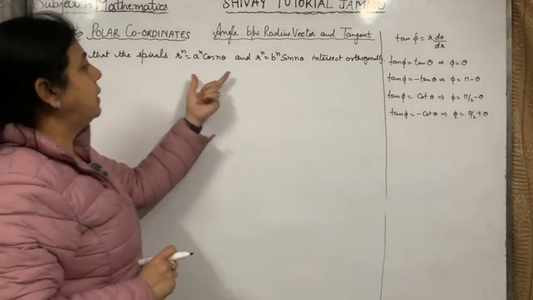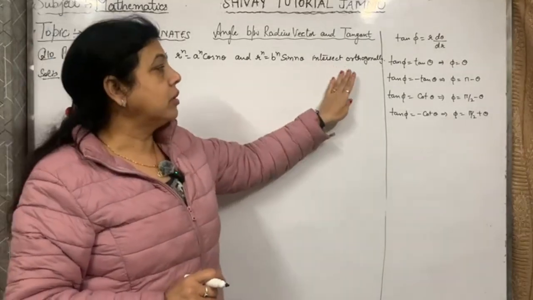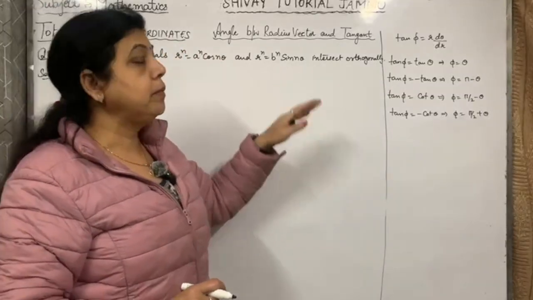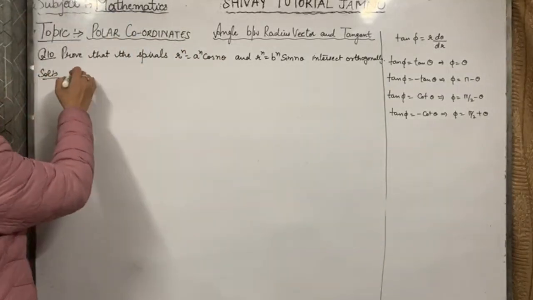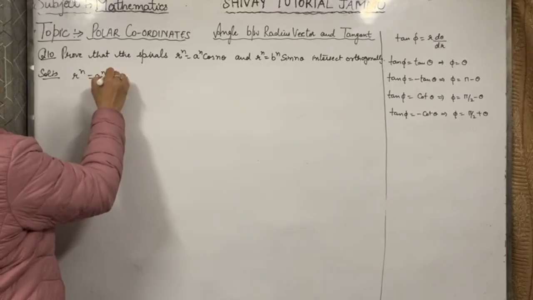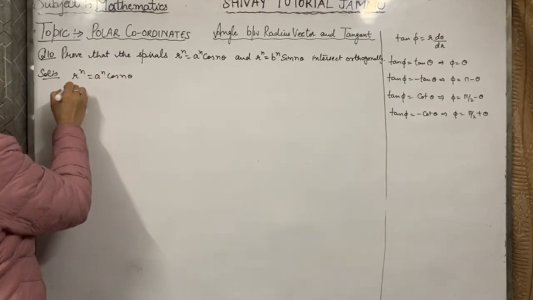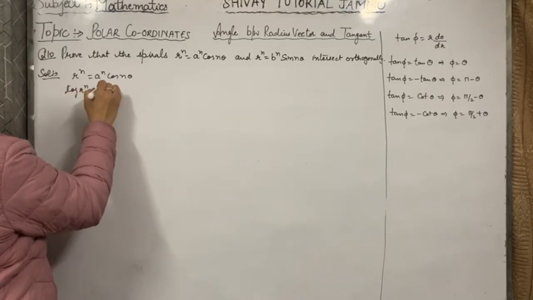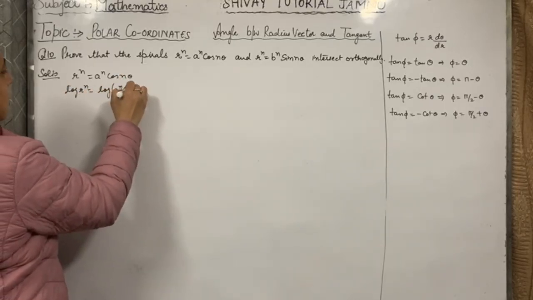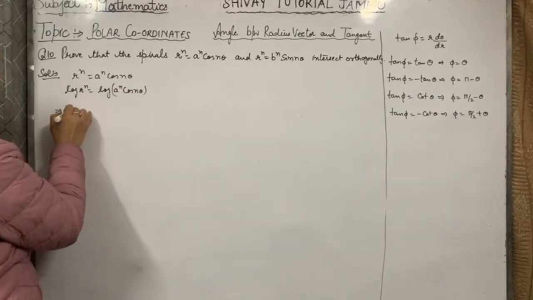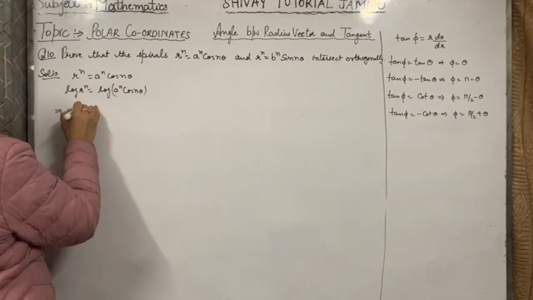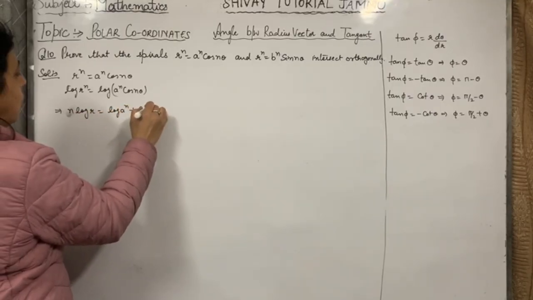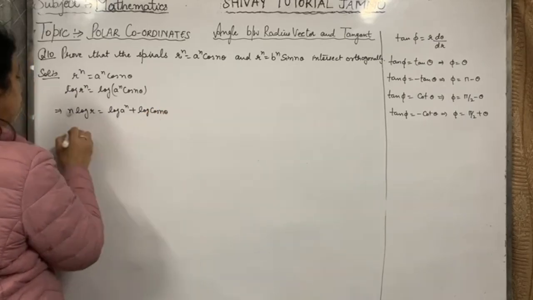Prove that these two spirals intersect orthogonally. What does orthogonally mean? The angle between the two curves, for tan phi, between these two curves will be 90 degrees. Clear? First spiral is r raised to power n equals a raised to power n cos n theta. Taking log both sides, n log r is log a raised to power n plus log cos n theta.